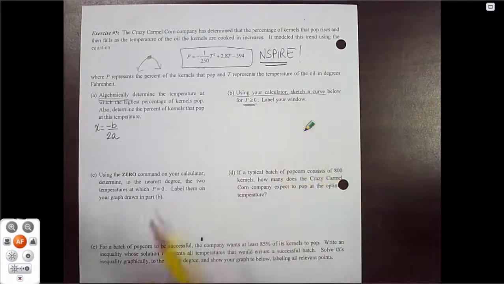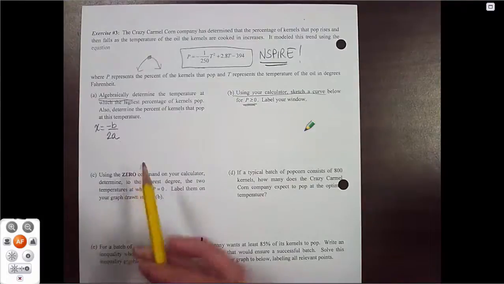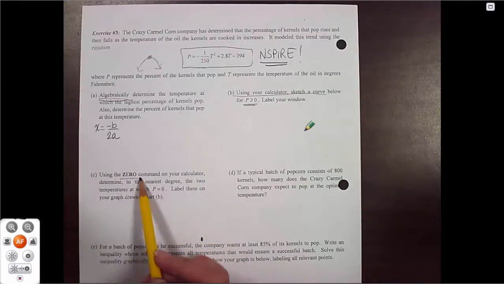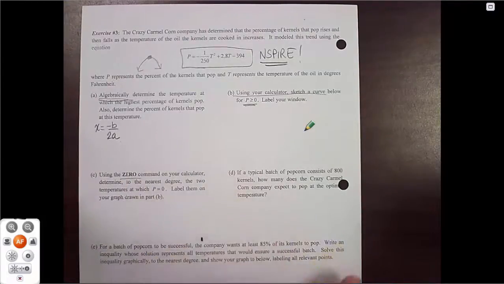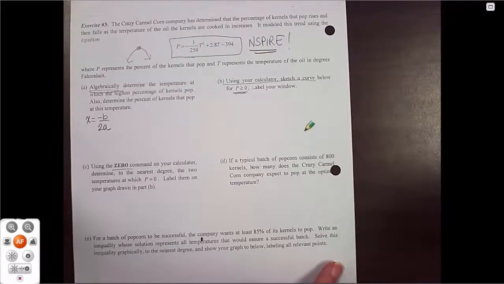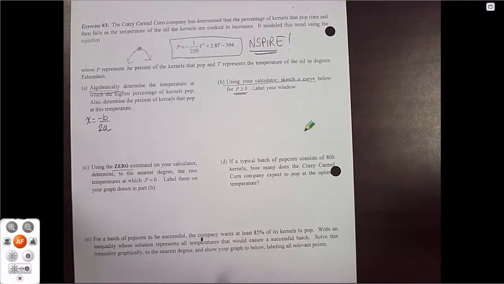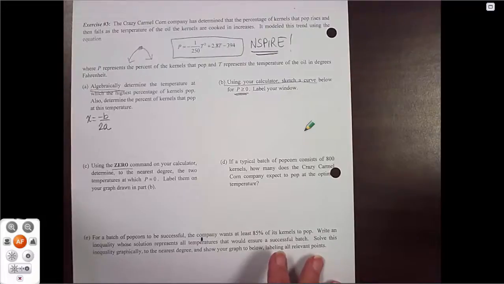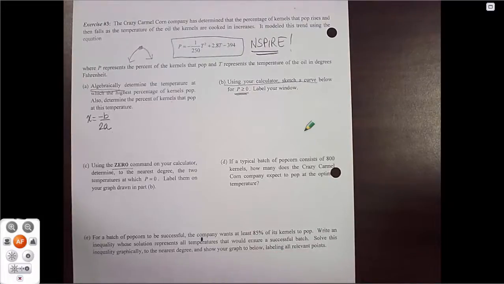Label. You'll probably have to adjust your window. Using your 0 command, that comes from analyze your graph, and then answer questions about it. You can do this. You need to use your calculator, look at tables, and write some good stuff down. And we'll talk more about that tomorrow.